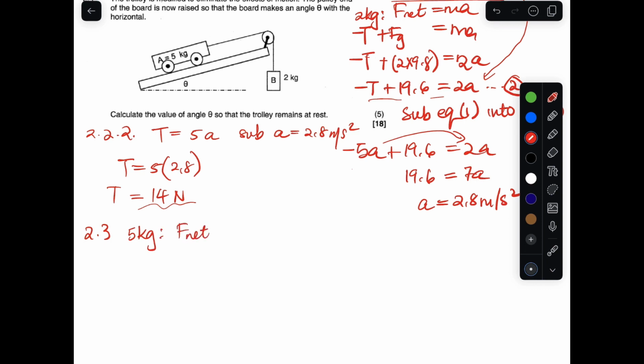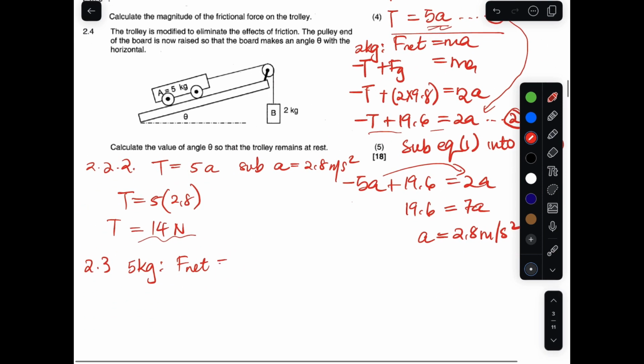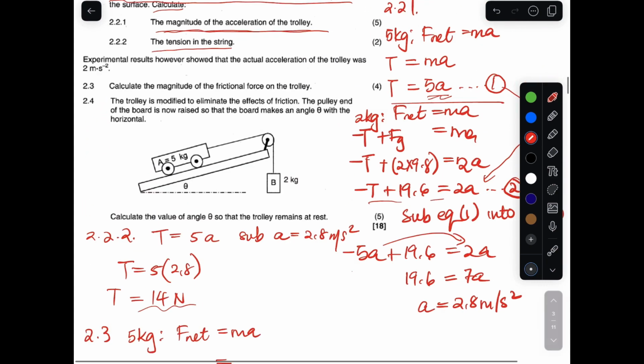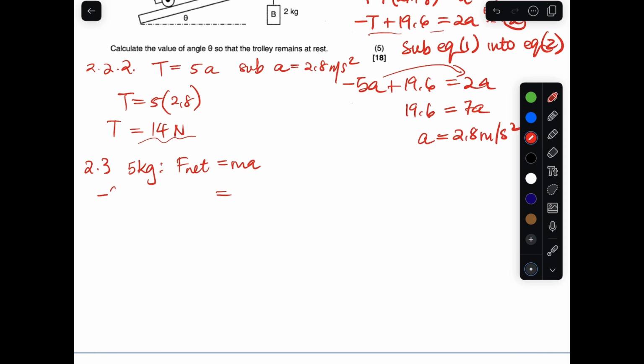Fnet is equal to MA. Remember the acceleration we're given now. So the forces that are acting on the 5 kg are still the same. But we have the friction now. So we have a new thing, we have the friction there. So we have two forces there. We have negative Fk plus T is equal to MA. Let me put it here.